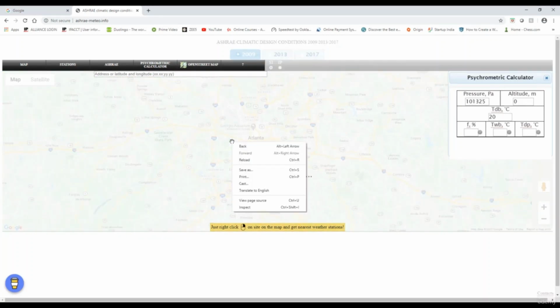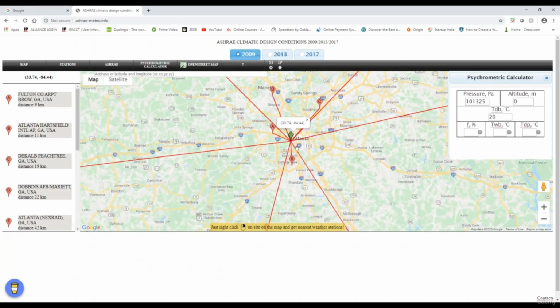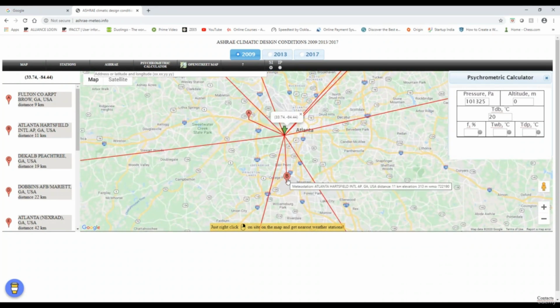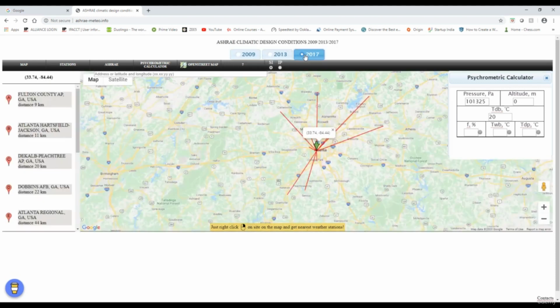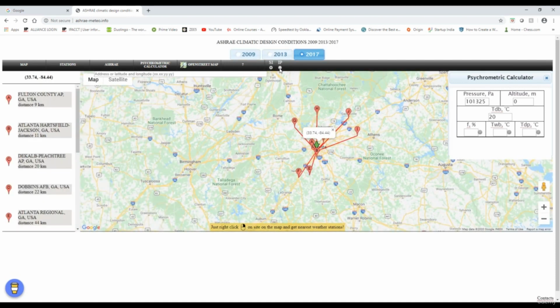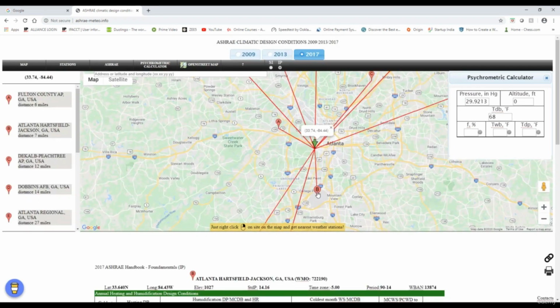The balloons here, attributed with A, B, C, D, are the weather stations around where we clicked. We are going to consider the weather station at Atlanta Hartsfield-Jackson Airport. Before clicking on this balloon, make sure the data is the latest one. So click on the 2017 database and make sure the units are in inch/pound. So let's click on the balloon that denotes the station at Hartsfield-Jackson Airport.